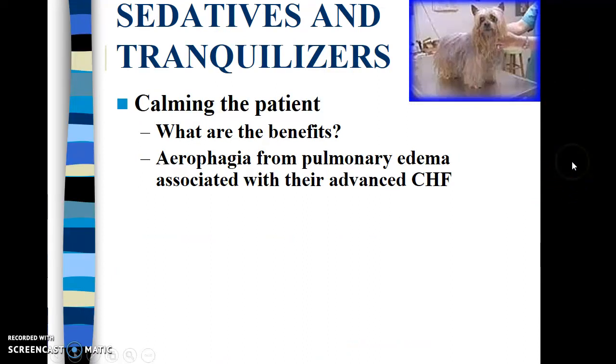So sedatives and tranquilizers are sometimes used when we have a cardiac patient that we're worried about being overly stimulated because their heart is not functioning well. We don't want to stimulate their sympathetic nervous system. We'll put them in an oxygen cage. We may give them a tranquilizer. And it will help them to breathe easier. Sometimes they will swallow air. That's called aerophagia if they can't breathe well. And so for all those reasons, we want to put them in a quiet area of the hospital and keep them calm. And sedatives may be part of that.